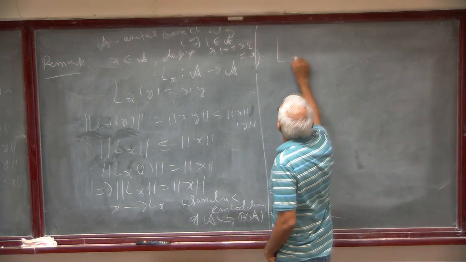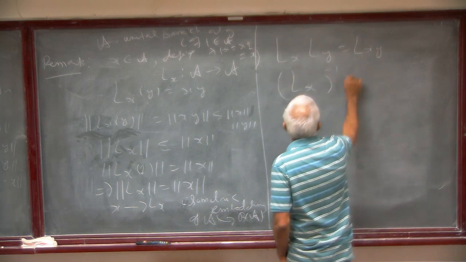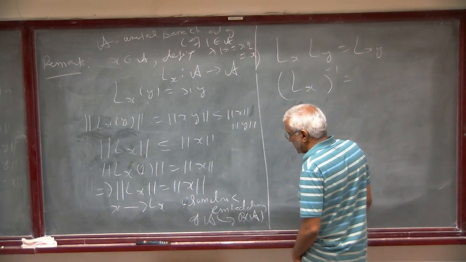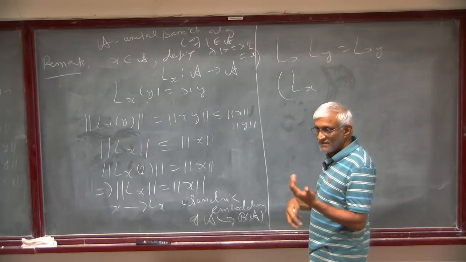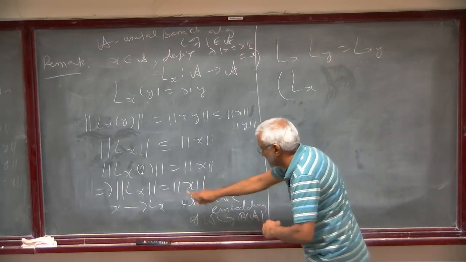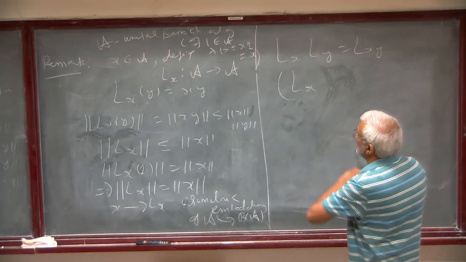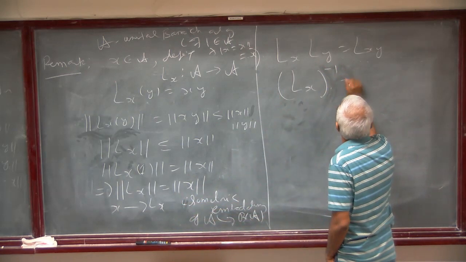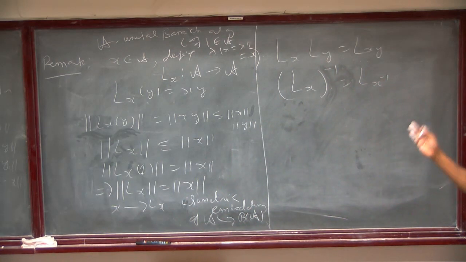In fact, Lx Ly is equal to Lxy, and Lx inverse means not the inverse as an operator. Lx is an operator from A to A. If x is invertible, then Lx inverse is L of x inverse. You can just verify this. It satisfies the property of the inverse, and you can verify.